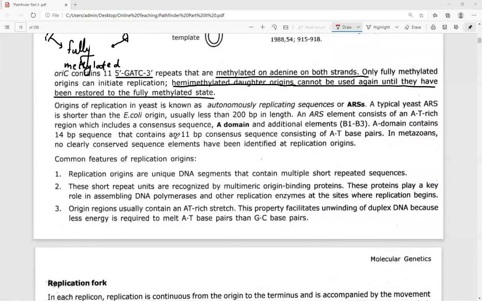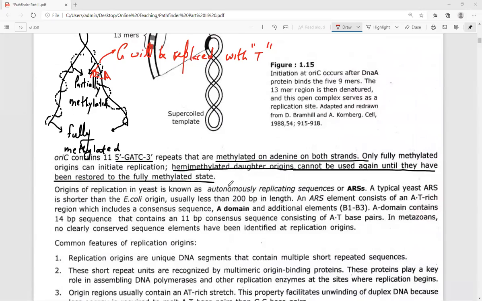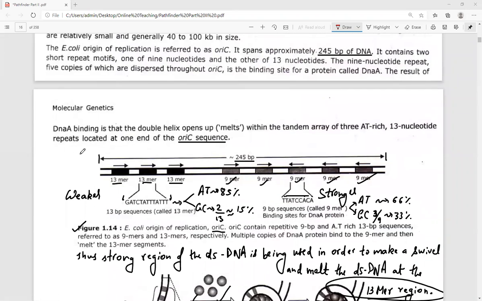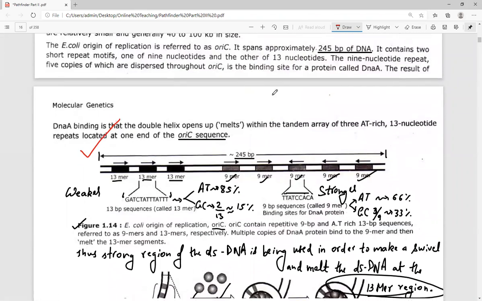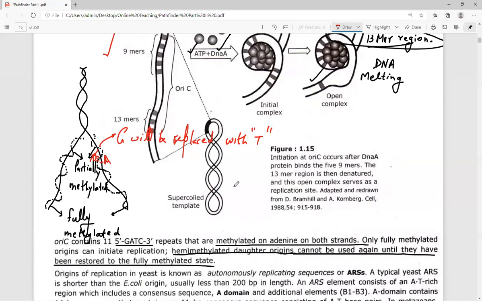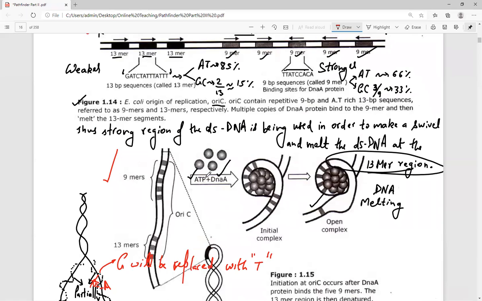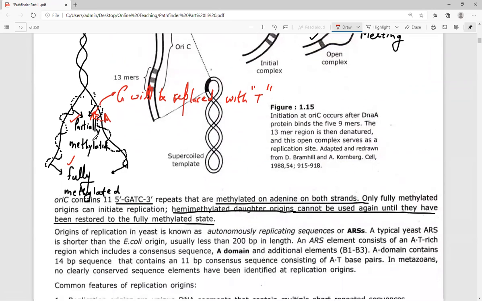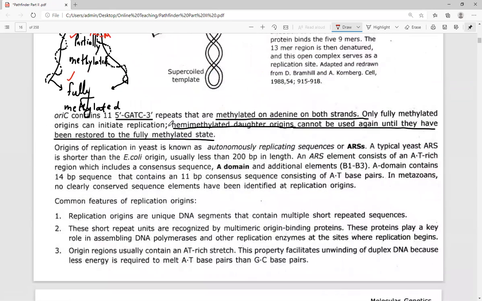Origin of replication in yeast is known as autonomously replicating sequences. So this is all about the origin of replication that takes place in E. coli. Then you have the origin of replication that was functional in eukaryotes. Then I have told you what is partially methylated, what is fully methylated, what is the difference between a partially methylated DNA molecule and a fully methylated DNA molecule, and how proofreading is helped by this partial methylation.